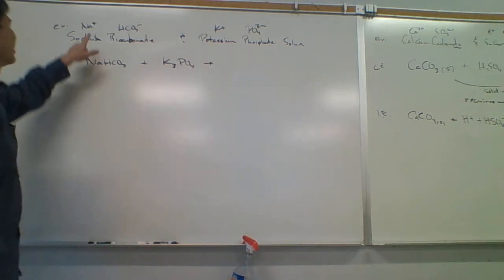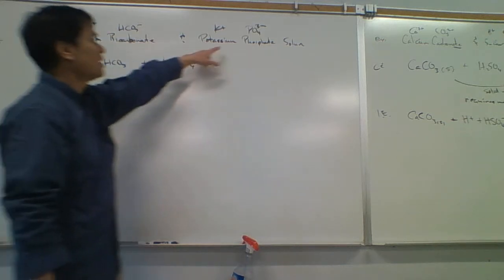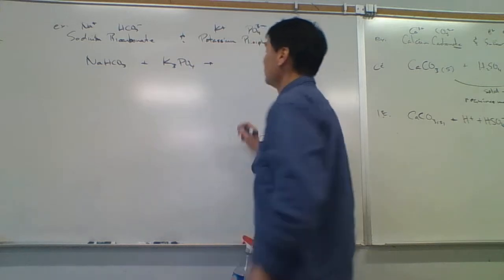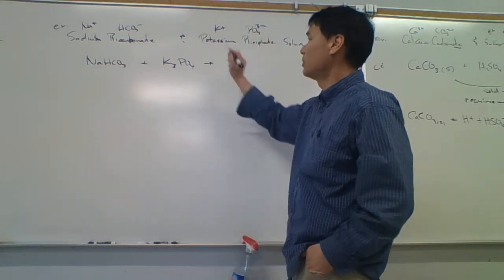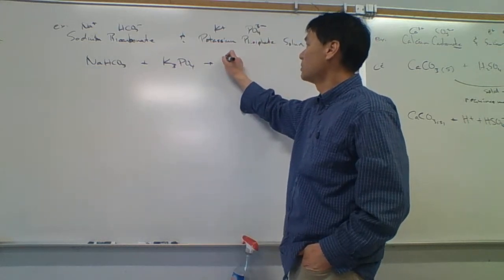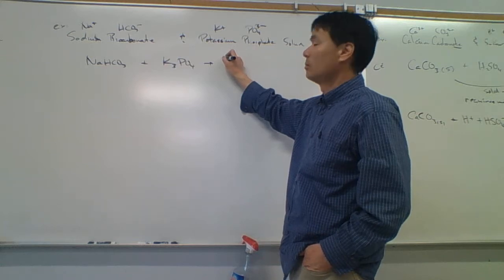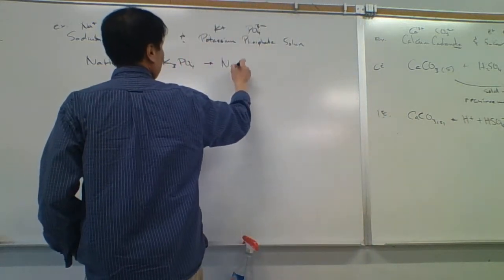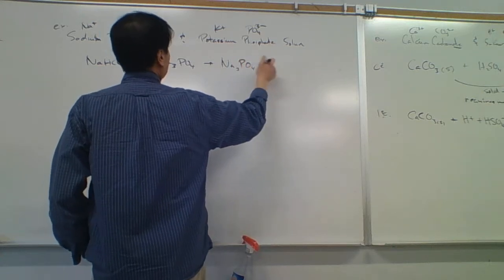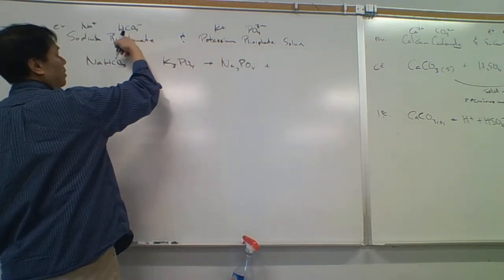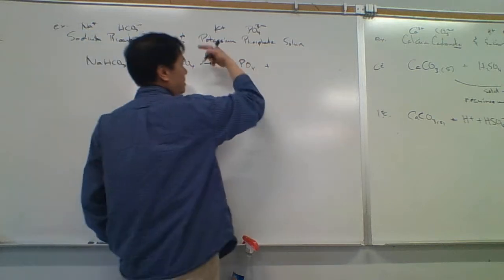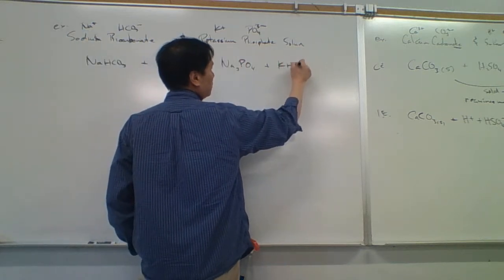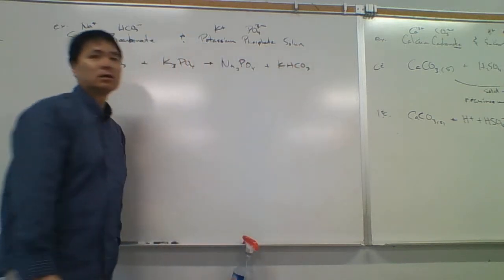So what are we going to form? We're going to form sodium phosphate. So what's the formula for sodium phosphate? What's the correct ratio of ions? Yeah, 3 Nas. So Na3PO4 plus potassium bicarbonate. So potassium bicarbonate is 1-to-1, so should be all right there.